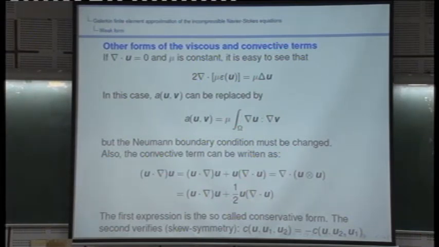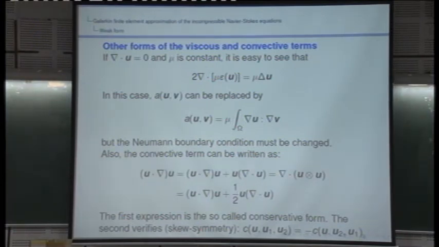Both methods have particular properties, both alternatives. One is more or less physical, because it is easily checked that u gradient of u plus u divergence of u is equal to the divergence of u cross u. And that expression has physical interest because it conserves momentum. It is a conservative expression.